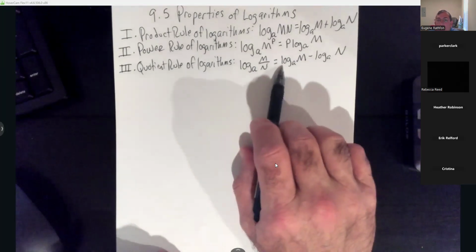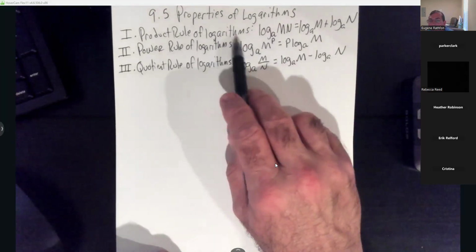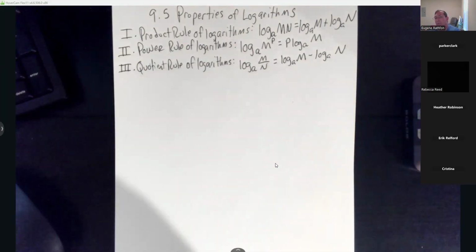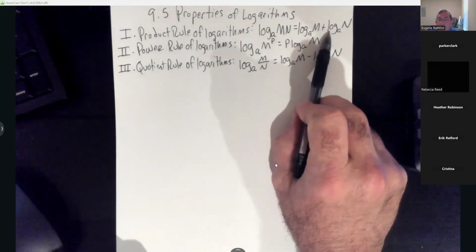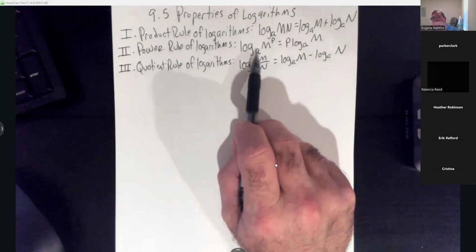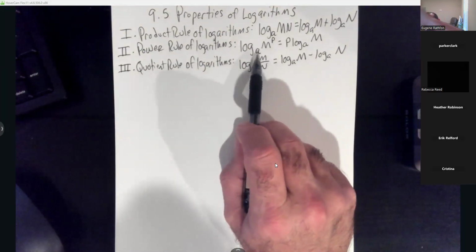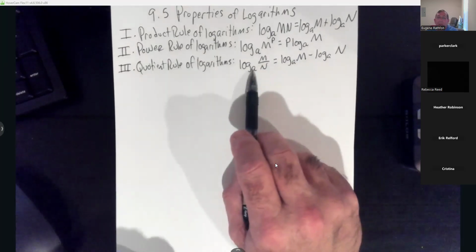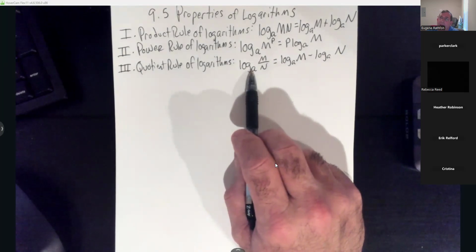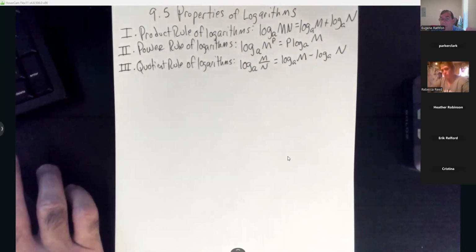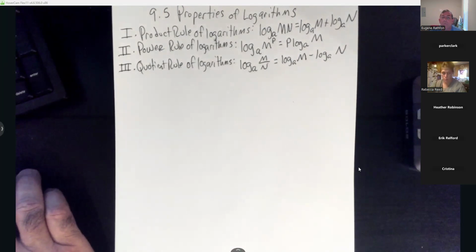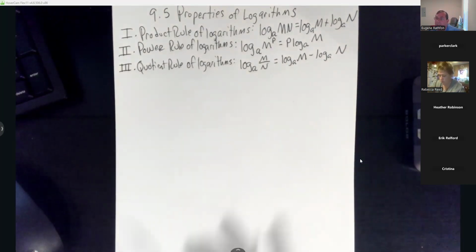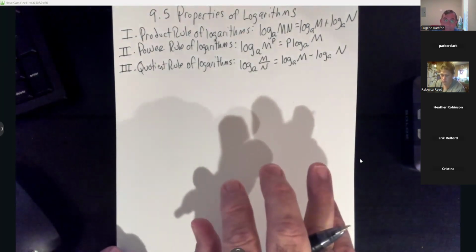And you know how I remember these? If I was doing the product rule of exponents, if I had two variables being multiplied, I knew that I would add the exponents. If I had a variable with an exponent raised to an exponent, I would multiply the exponents. And then if we had variables that were being divided with exponents, well, we always subtracted the exponents. So it's sort of how I always remembered these properties, okay?